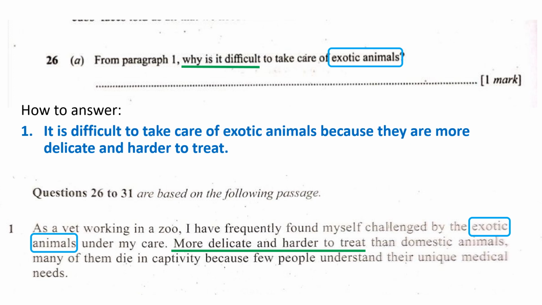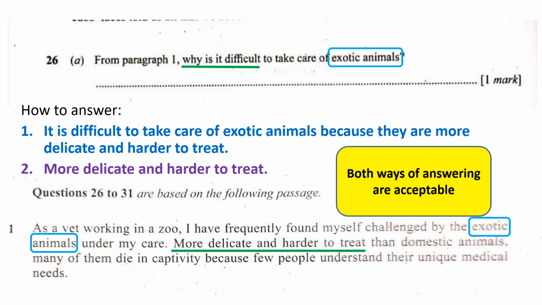But let's look at the second type of answer. More delicate and harder to treat. You simply put the answer you found from the text. Is this correct? Yes. My dear viewers, actually the second answer is better. Why? Because for the first answer, you may write the sentence wrongly, which may change the meaning of your answer. So this question asks why, so you give the answer: more delicate and harder to treat. So both answers are acceptable.